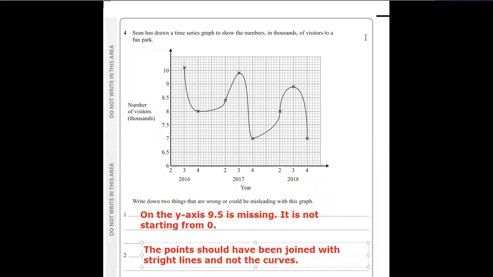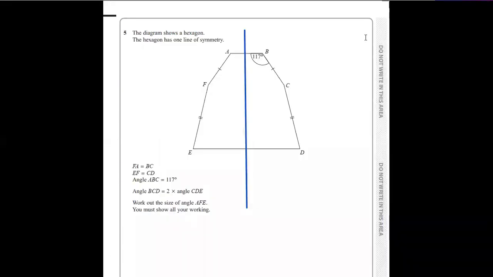Good. Thank you, Mustafa. Bas, can you read the question for me, please? The diagram shows a hexagon. The hexagon has one line of symmetry. FA is the same as BC, and EF is the same as CD. Angle ABC is equal to 117 degrees. Angle BCD is equal to 2 times angle CDE. Work out the size of angle AFE. You must show your working.